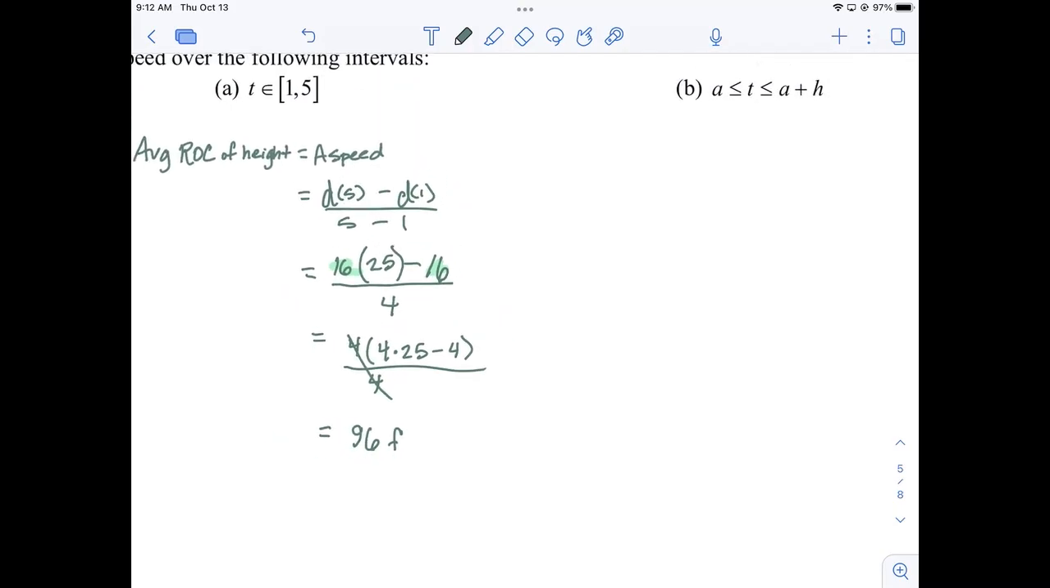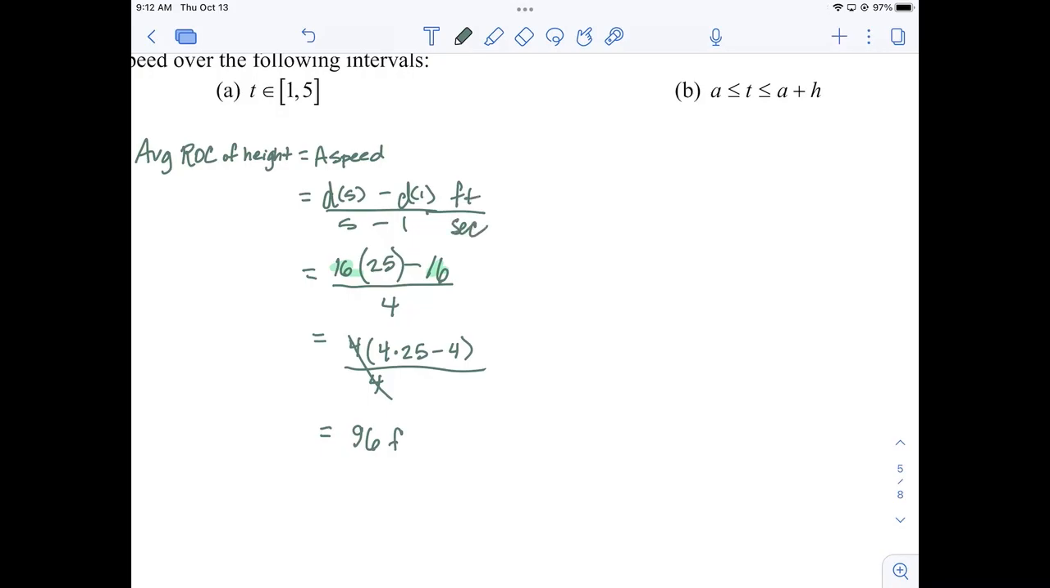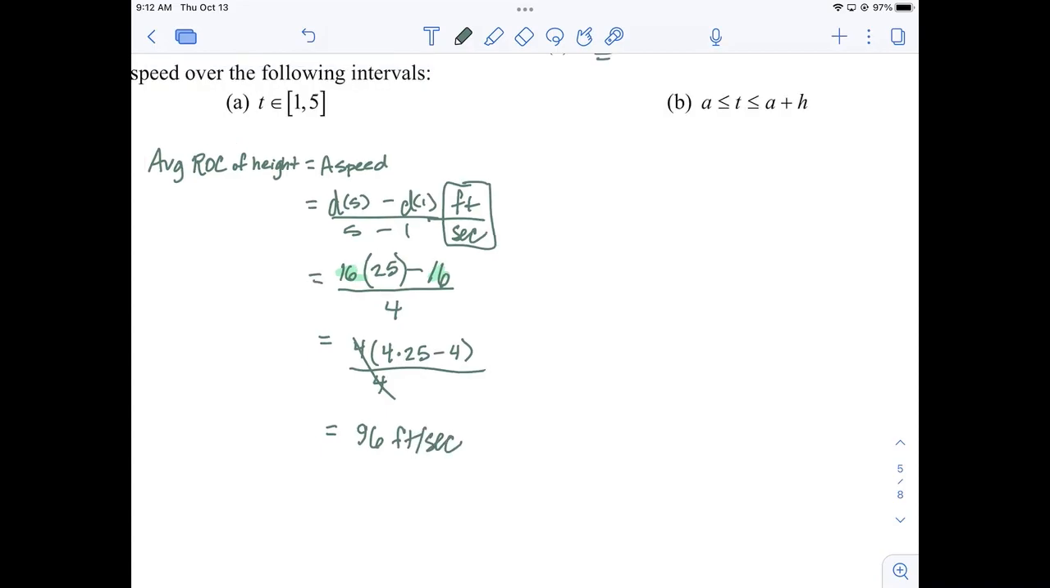And this would be what units? Well, here's the nice thing about dimensional analysis. We're measuring the distance in feet. We're measuring the time in seconds. Look at what we get as a unit. Feet per second. Okay?